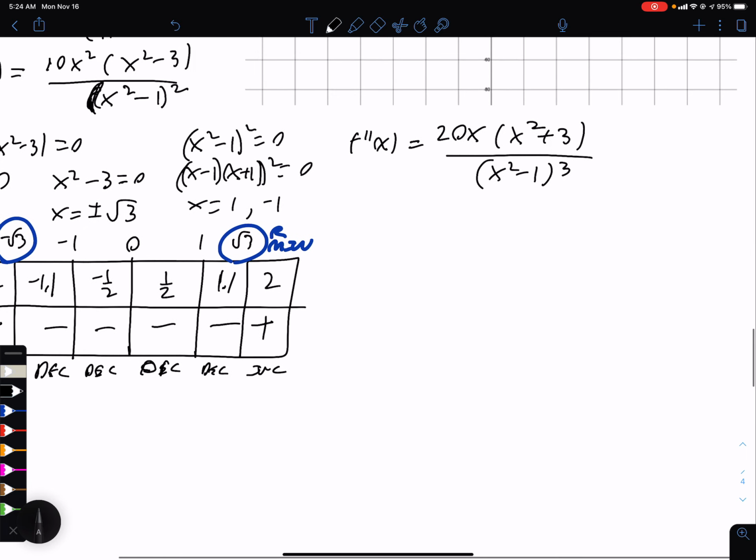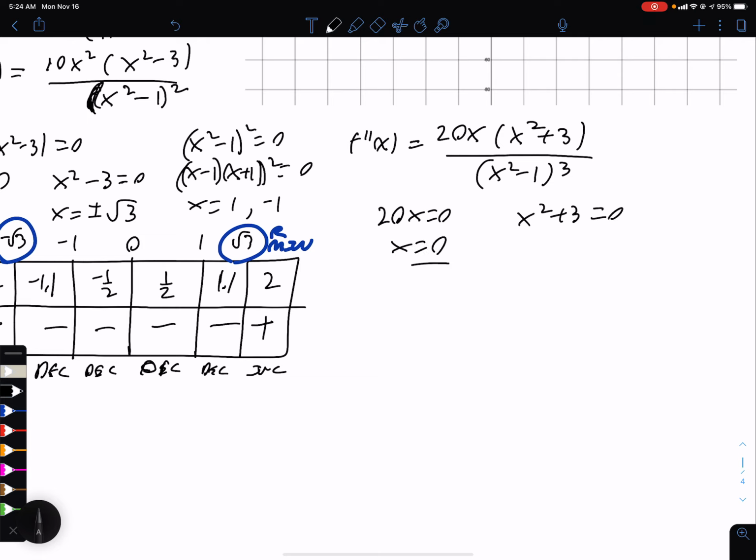So we want to know when this is 0. We want to know when this is undefined to find possible inflection points and where concavity changes. So to get 0, I do 20x equals 0. X squared plus 3 equals 0. So we get x equals 0 here. This can never be 0. Because if you square something, it's always going to be 0 or positive. If you take 0 or positive, add to 3, you'll never get 0. So that will have no solution.